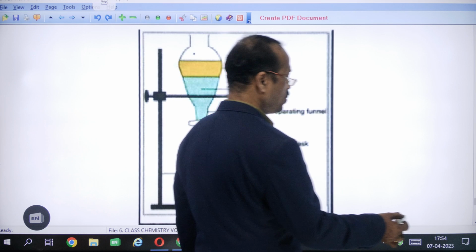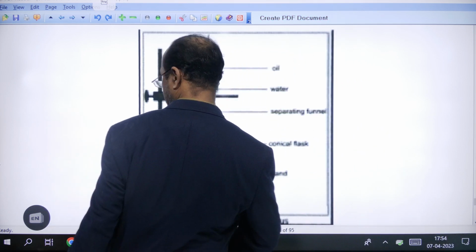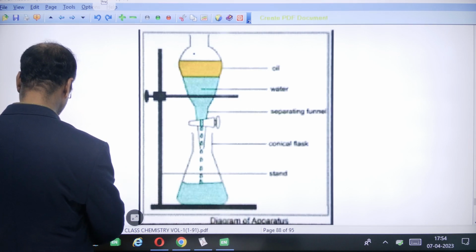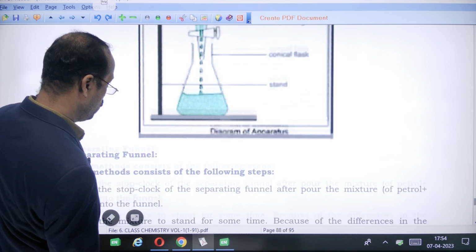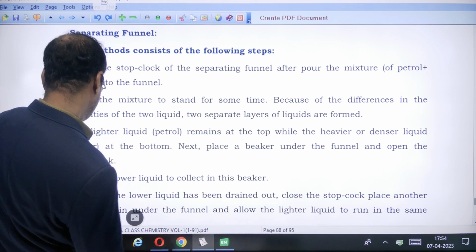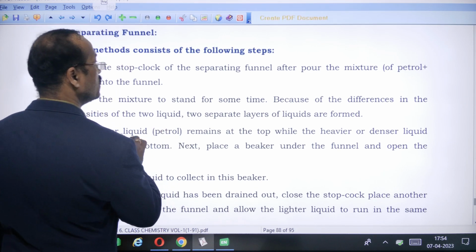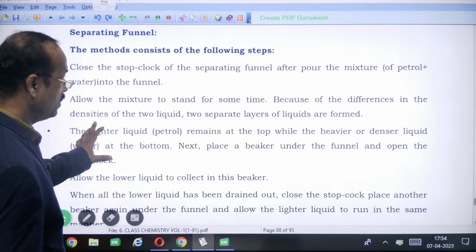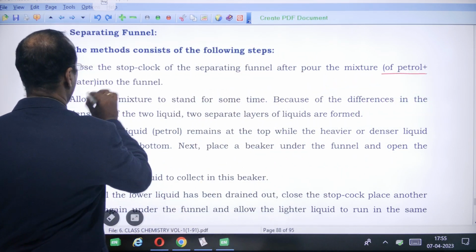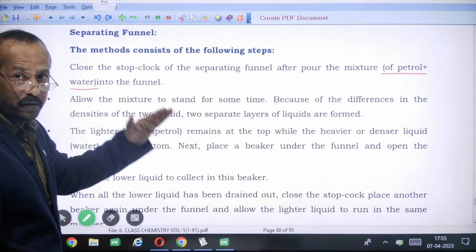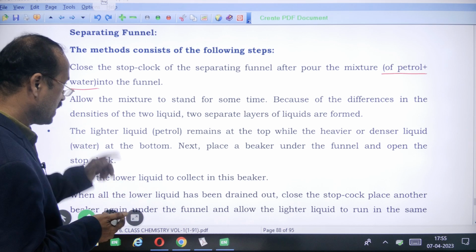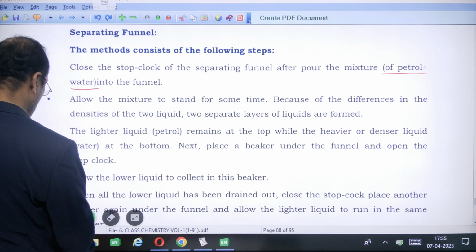Now let's go to the next one, second method. So this is the separating funnel. Where do we use this separating funnel? Where the two liquids are immiscible. See here the lighter petrol. Petrol and water if you take, the petrol moves up and water comes down. When clear separation takes place, at that time you can separate them. Clear?